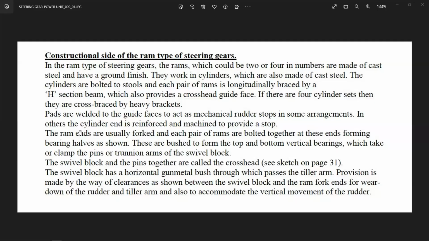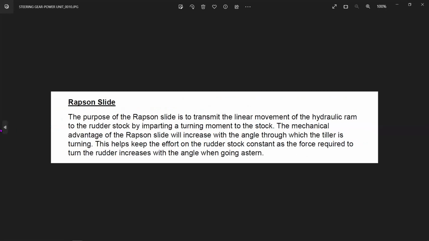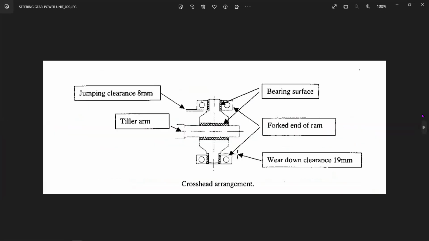Again, the ram ends are usually forked, as you saw in the crosshead arrangement, and each pair of rams is bolted together, and these ends form the bearing half as shown below. They are bushed to form the top and bottom vertical bearings. This is again the forked end of the ram design, which is not the newer design. In the newer design, you already see the clamp and pins and trunnion arm, swivel block. The swivel block and the pins together form the crosshead. He's talking about this crosshead.